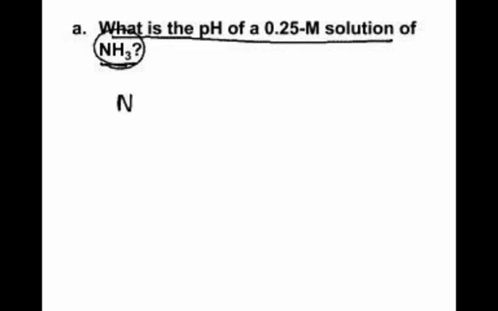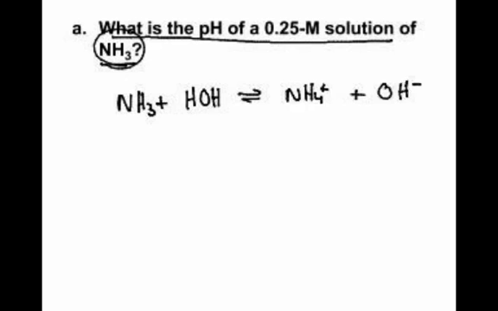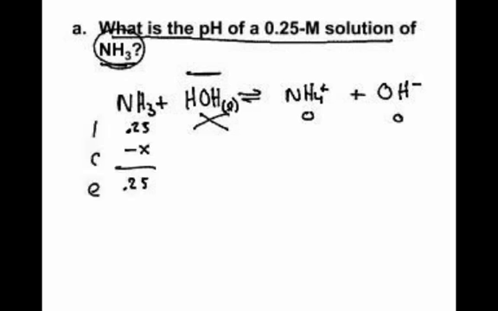So we have to write the reaction. The reaction is NH3 plus HOH, because it's a solution, and it makes ammonium, NH4 positive, plus hydroxide. Now this water is a liquid, and it will not participate in the equilibrium. It's part of the reaction, but it doesn't participate in the equilibrium. So the ammonia is 0.25 molar, and the products are 0 and 0. Notice that I'm skipping the water. Here's my ICE: minus X, plus X, plus X, giving 0.25 minus X, X, X.